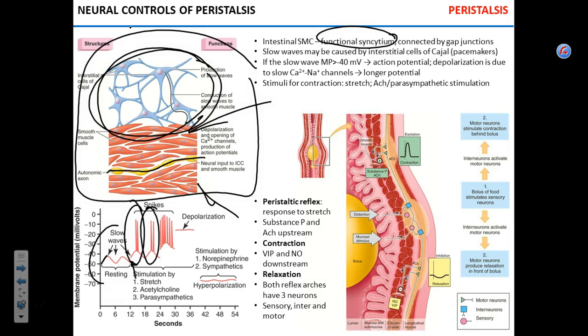That's the idea. Okay, you have slow waves, and then influx of positively charged ions, depolarization, contraction, and all of that. So what would stimulate it? Stretch, first and foremost, and parasympathetics. Does that make sense?